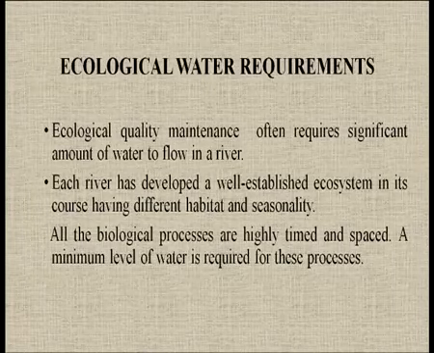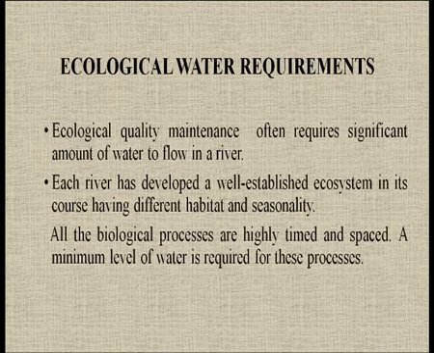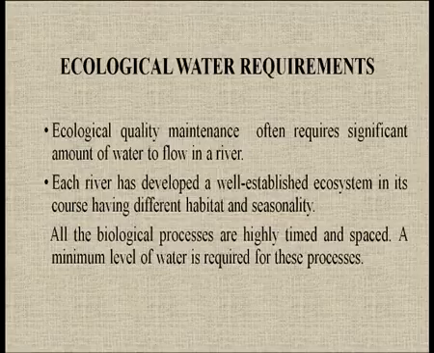Ecological quality maintenance often requires a significant amount of water to flow in a river. Each river has developed a well-established ecosystem in its course, having different habitats and seasonality. All the biological processes are highly timed and spaced. A minimum level of water is required for these processes.